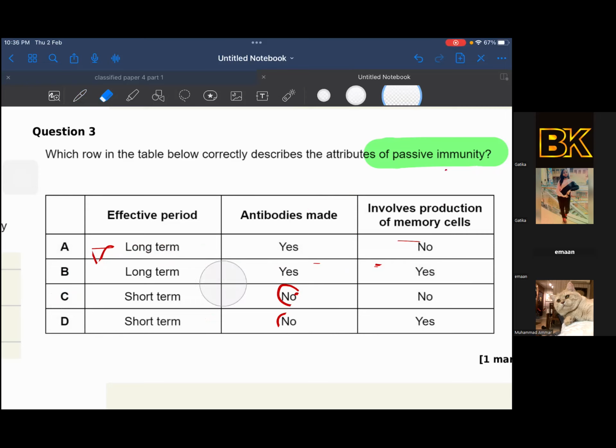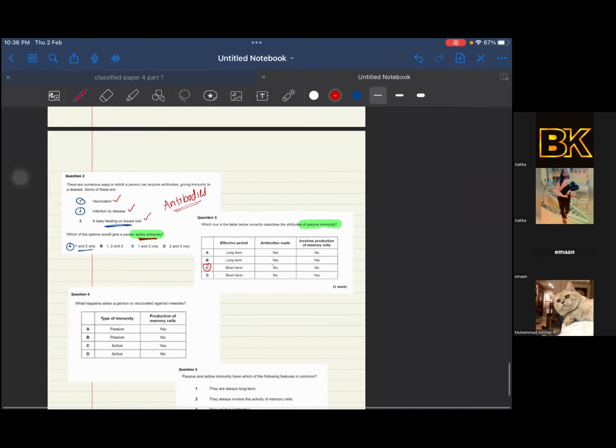Yeah, sure. I thought it was asking for active, so I selected B. Okay, no problem. But you should read the question carefully. Iman, you have any confusions in this question? No. I sent you my answers.